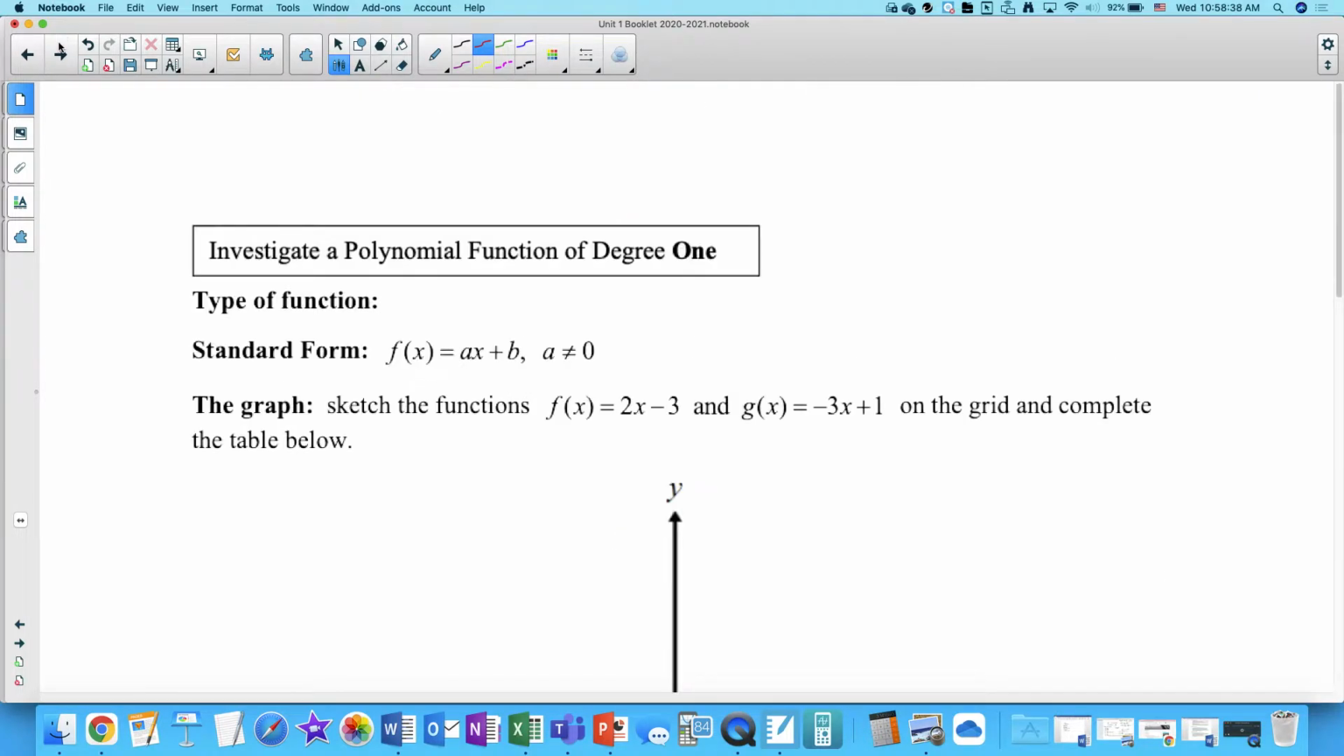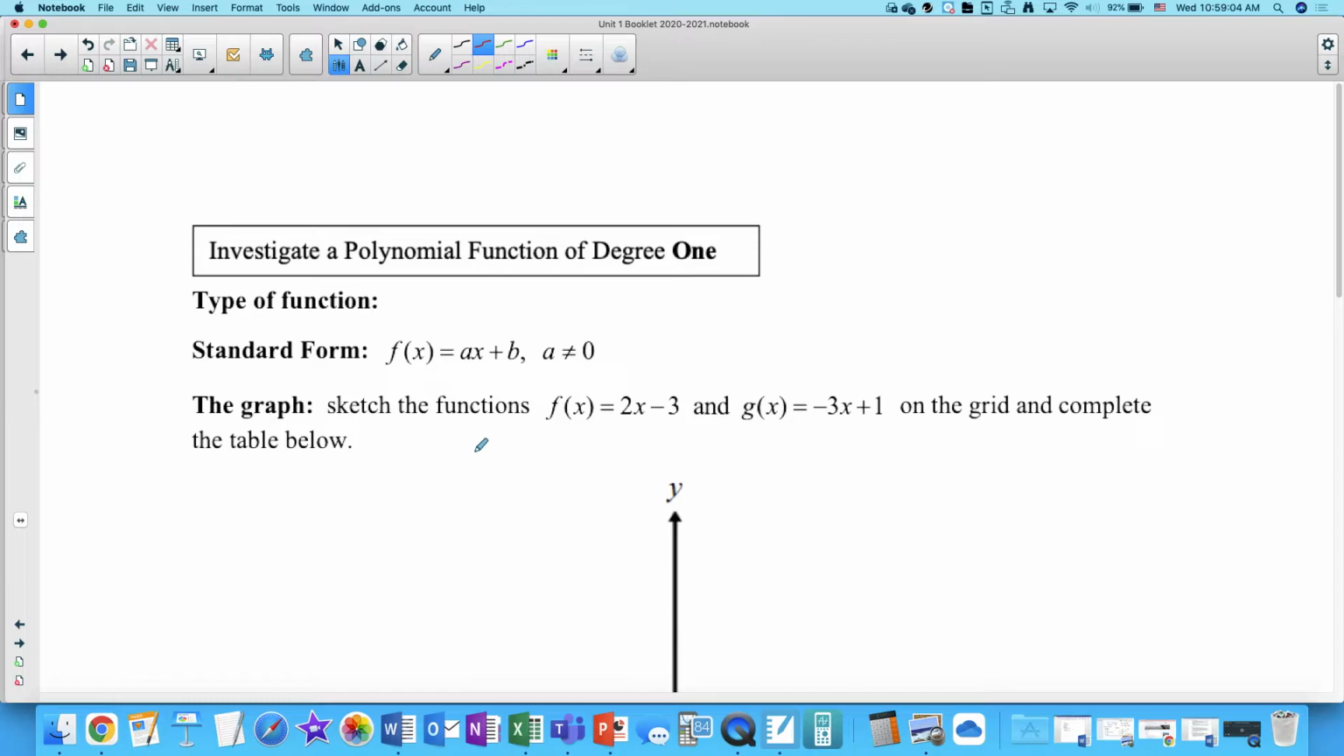So in this course, the other thing is that we only look at polynomial functions up to degree 3. So we are going to look at degree 1, degree 2, and degree 3. And we're going to kind of do them one day at a time. Okay? All right. So the first thing we're going to look at is a polynomial function of degree 1.